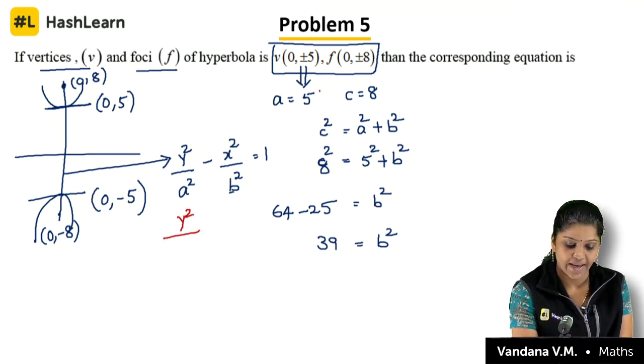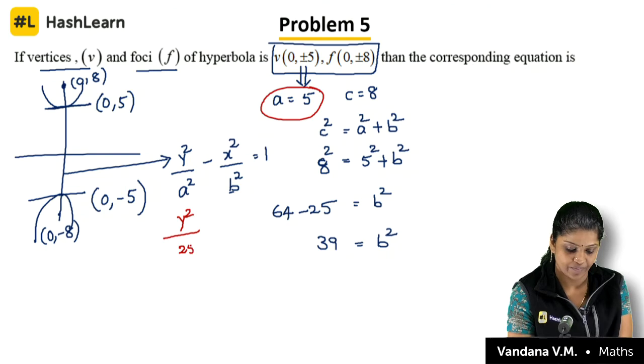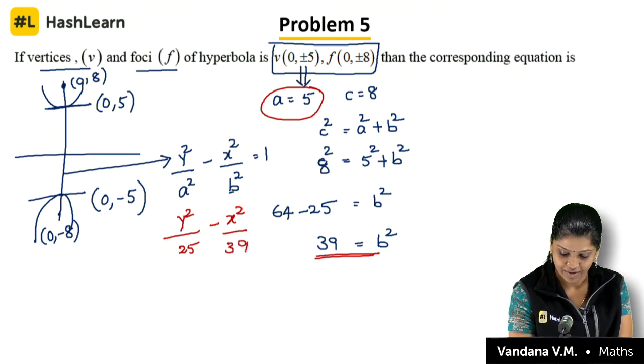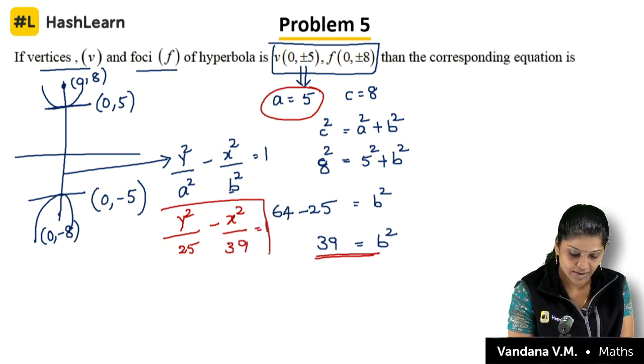Y square by A square, that is 25, minus x square by B square, value is 39, is equal to 1. This is our required equation.